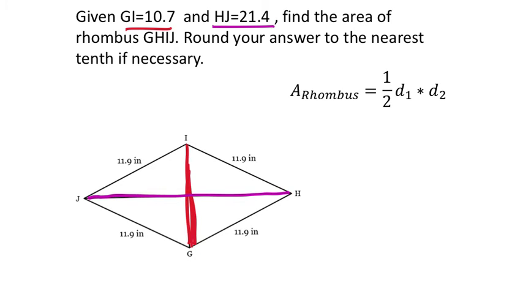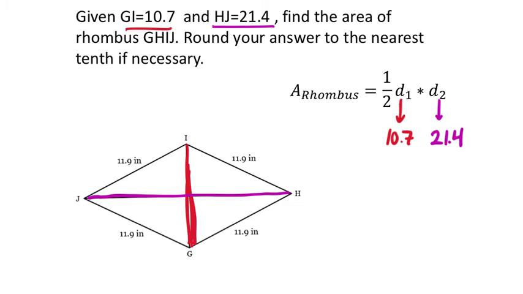Now, why is this important? Because they told us this is a rhombus, and we need those diagonal lengths in order to fill in the area formula for a rhombus. So I'll just say that D1, the diagonal one, is the value I have in red there, the GI length, which is 10.7. And then the second diagonal would be the purple one, HJ, which it said was 21.4.